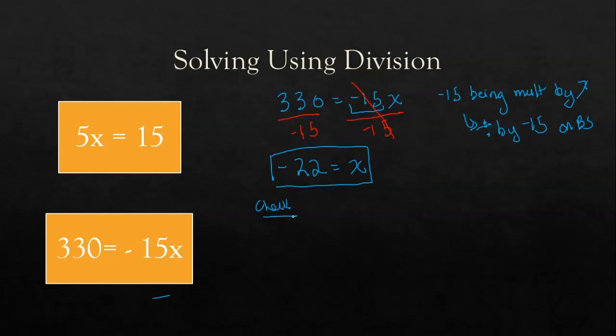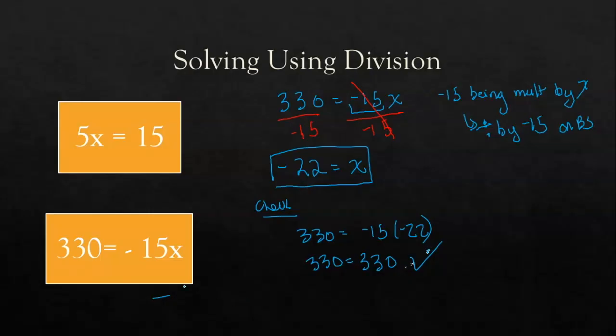And let's check our answer. So we have 330, we're going to go -15 times -22. So in our calculator, we're going to go -22 times -15. That will give you that positive that you need. So we're going to get positive 330 is equal to positive 330, and we're done and we're happy.